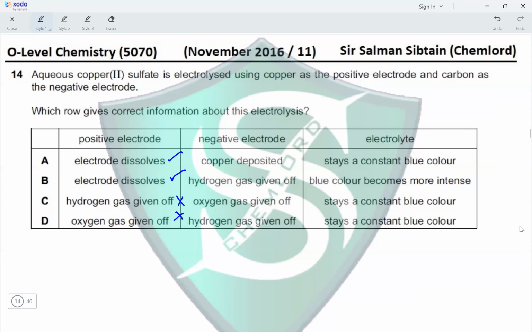The negative electrode. Now the negative electrode will have copper deposited on it, not hydrogen gas given off, because copper is less reactive than hydrogen. So hydrogen will not evolve when copper sulfate is the electrolyte. So option B is incorrect. Option A is correct. And the last one, the electrolyte stays a constant blue color because copper ions from the anode dissolve in the electrolyte, maintaining the concentration of copper ions in solution. So option A is the correct option for this question.